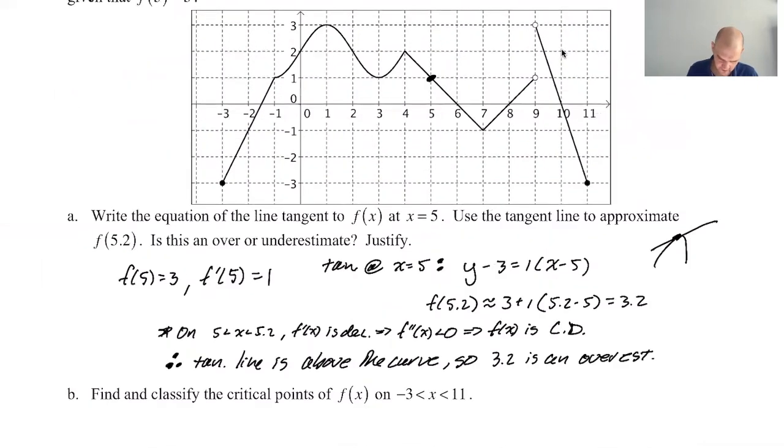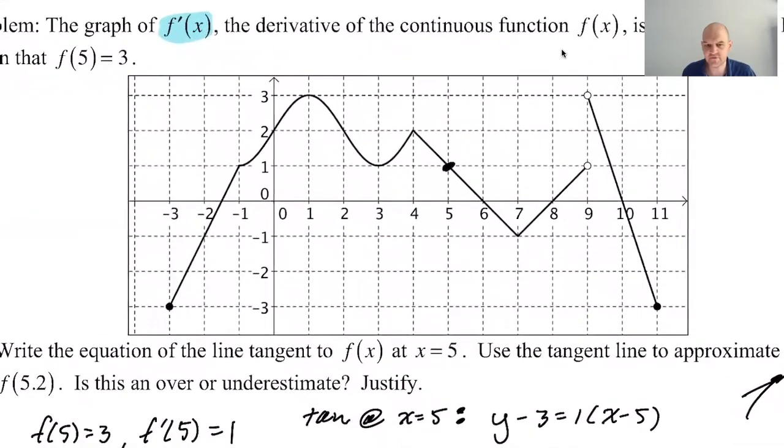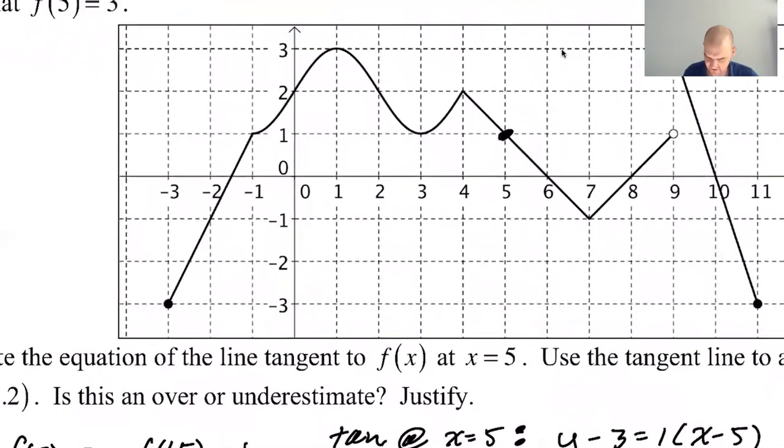Find and classify the critical points between -3 and 11. Almost always going to be an open interval. I think it will always be an open interval. That takes care of the fact, like, what if f prime of -3 was 0? How would you classify that? Is it a critical point? It's definitely a critical point if f prime of -3 is 0, but how do you classify it? You don't need to worry about that. Open intervals. What we do need to worry about is finding the critical points.